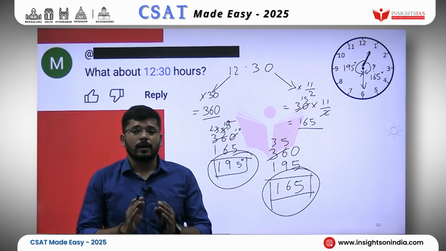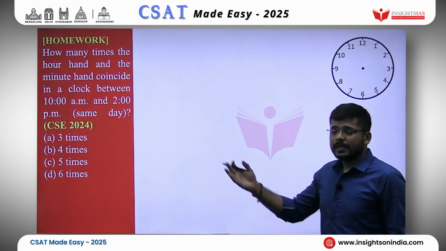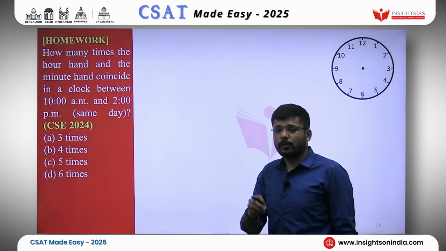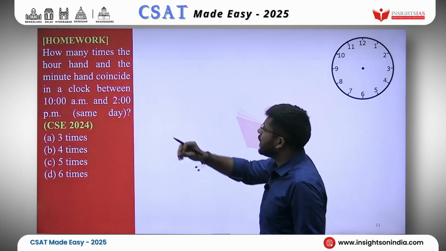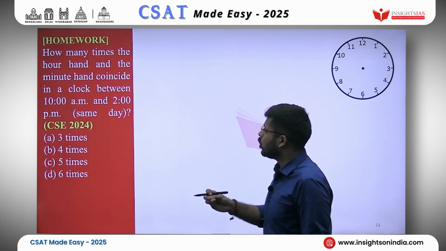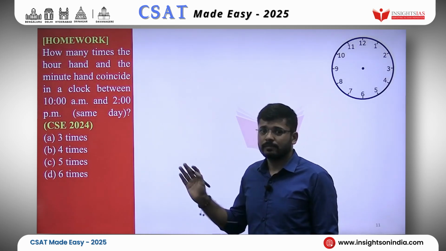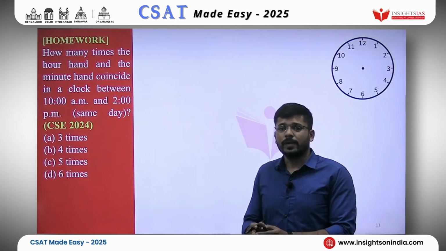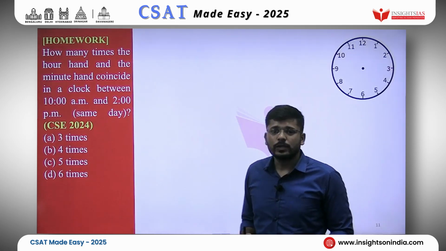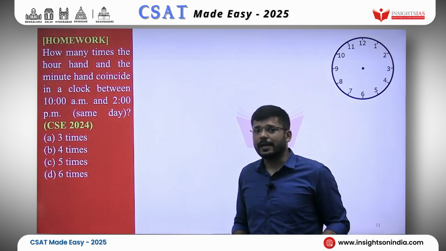Okay. Now let's go to your homework question. This question was asked in the CSAT paper of 2024. Let's read the question. How many times do the hour hand and the minute hand coincide in a clock between 10 a.m. and 2 p.m. the same day? I think you can answer this with the knowledge that you have gained from the class. Answer this question and leave your answers in the comment section. We will discuss the answer in the next class.